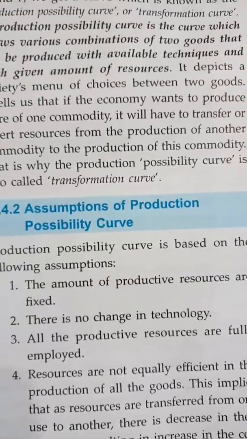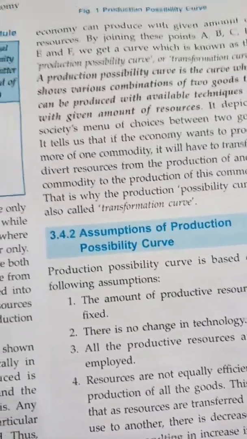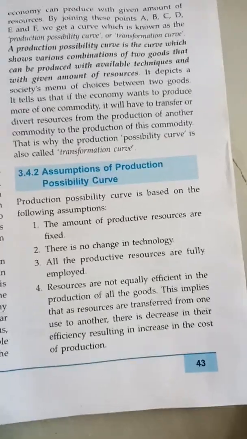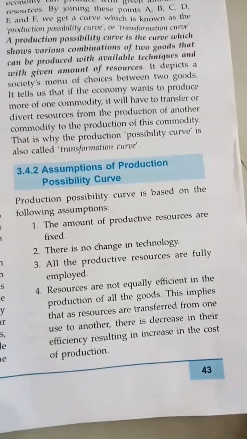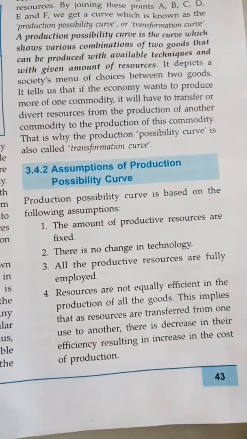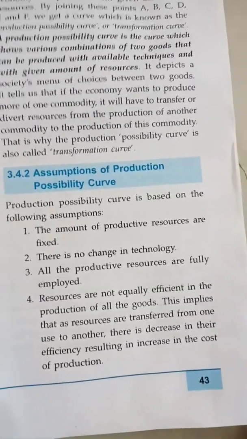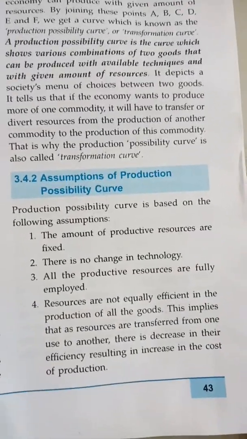Now, assumptions of the production possibility curve. While deriving this curve, certain assumptions are made. 4 assumptions are made. First assumption: the amount of productive resources is fixed. Nothing more, nothing less. The resources remain fixed. Number 2, there is no change in technology. The technology remains as it is.